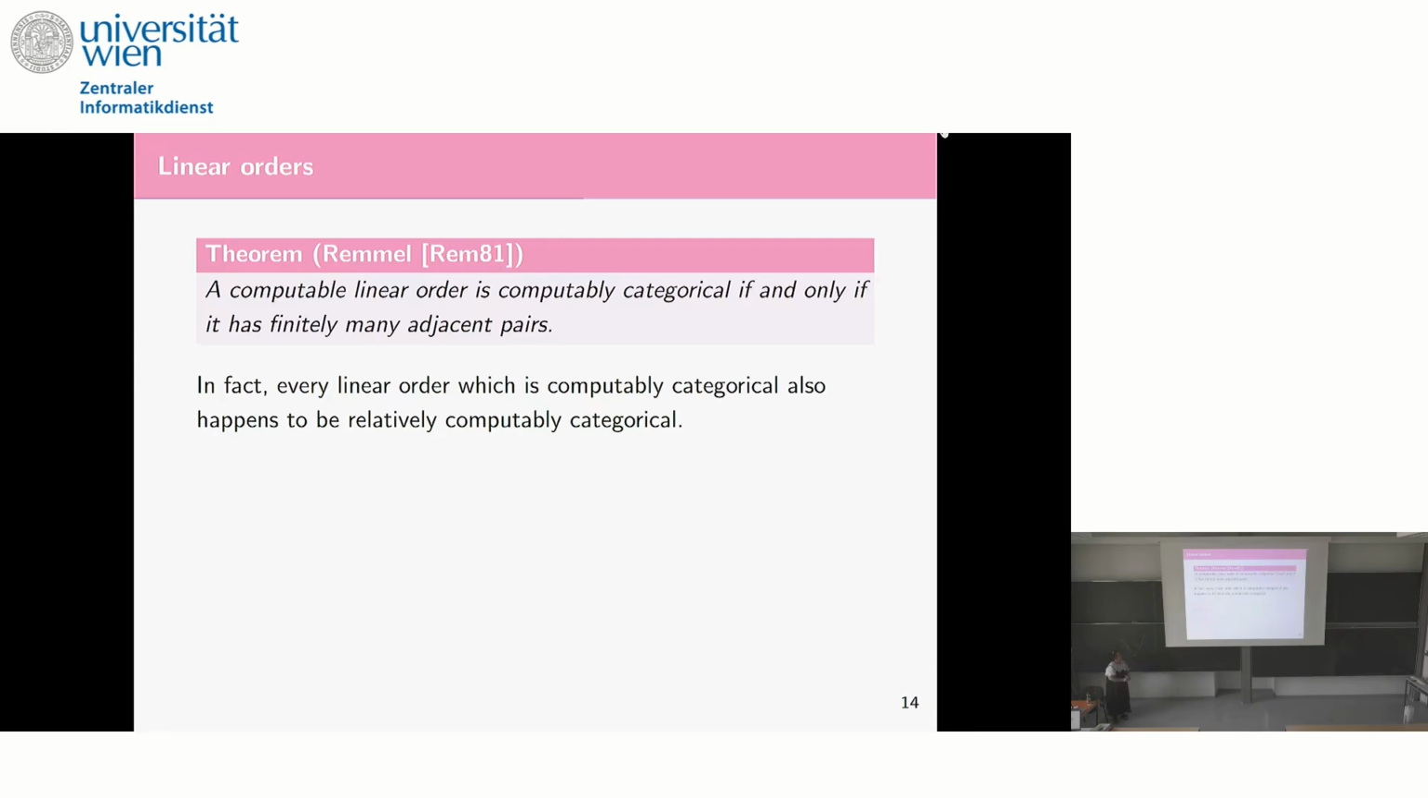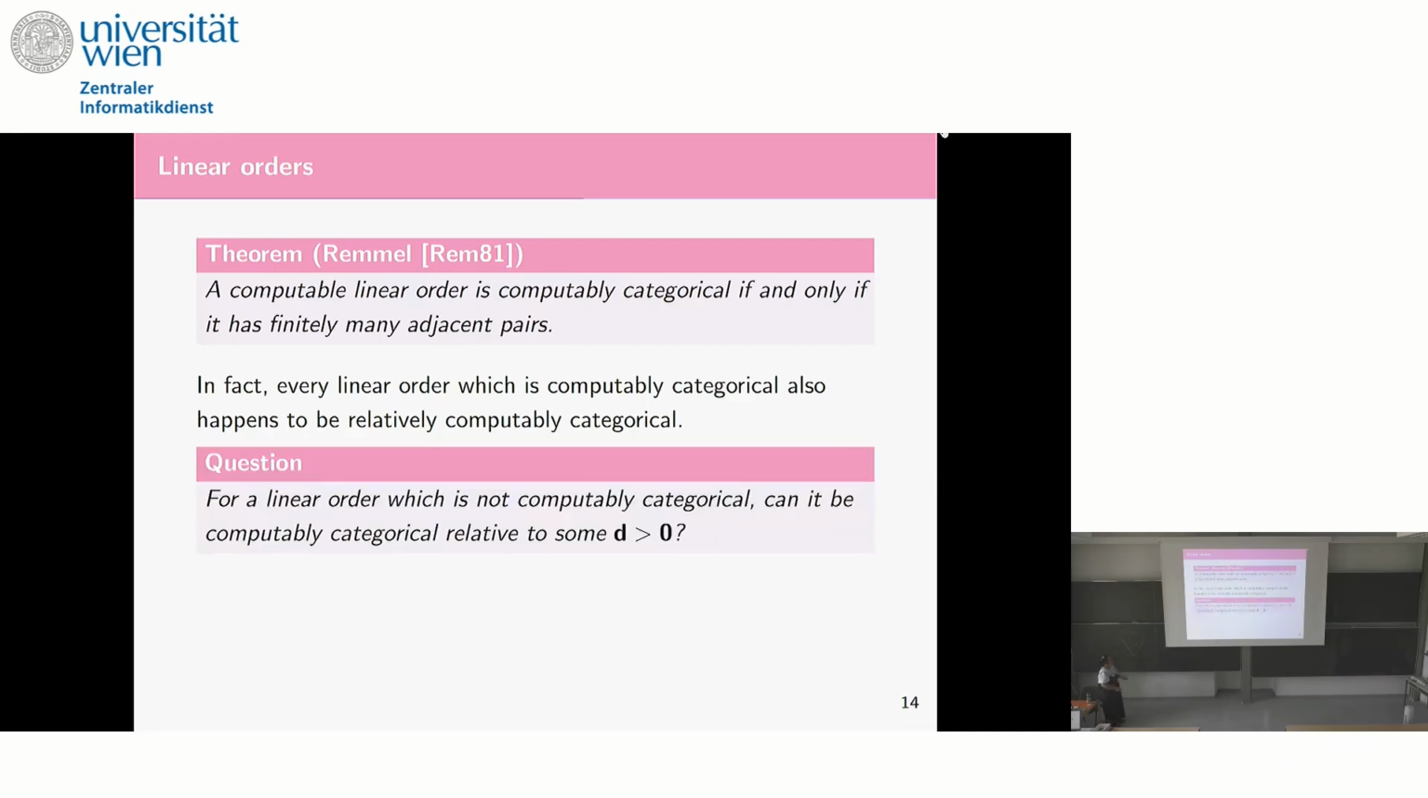Okay. Now you might wonder, okay, well, you have the version of the poset result where you start with something that's not computably categorical. Can you have a linear order that's not computably categorical, but you can change its mind at some CE degree? Right? Does this cone not exist for linear orders that are not computably categorical? Would anyone like to guess? Oh, can you change its mind to some degree above 0?